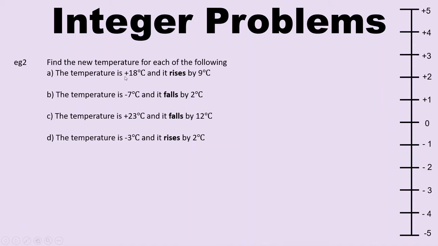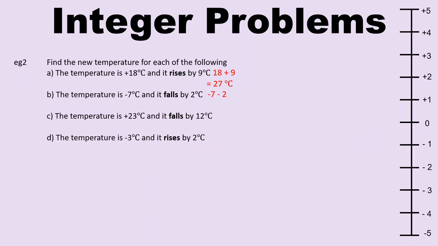This is just going to be positive 18 and rising means going up, so plus 9. 18 plus 9, that's going to be 27. Positive 27 degrees Celsius, obviously. Next, we're starting with negative 7 degrees Celsius, and that temperature is falling by 2 degrees. Now, if a temperature falls, it's going down. And in this case, it's already negative. So if we subtract from a negative value, it's only going to get more negative. This is negative 7 minus 2.